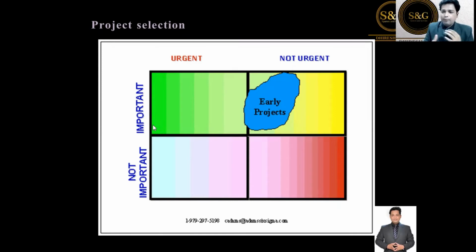Okay, so this is what happens when we select this quadrant, the important and urgent quadrant. Okay, so it should be urgent but not too urgent. So in this quadrant we have to select. Very, very important for us to understand.